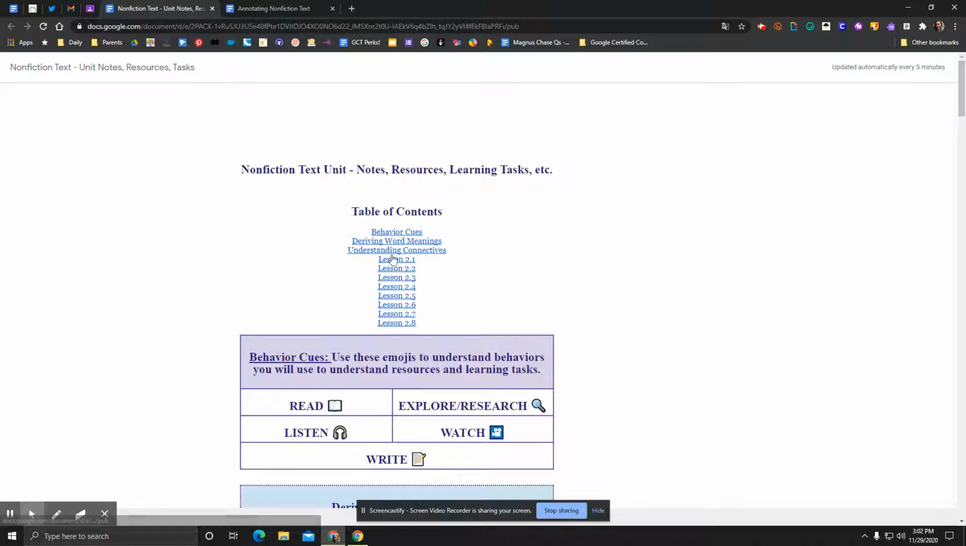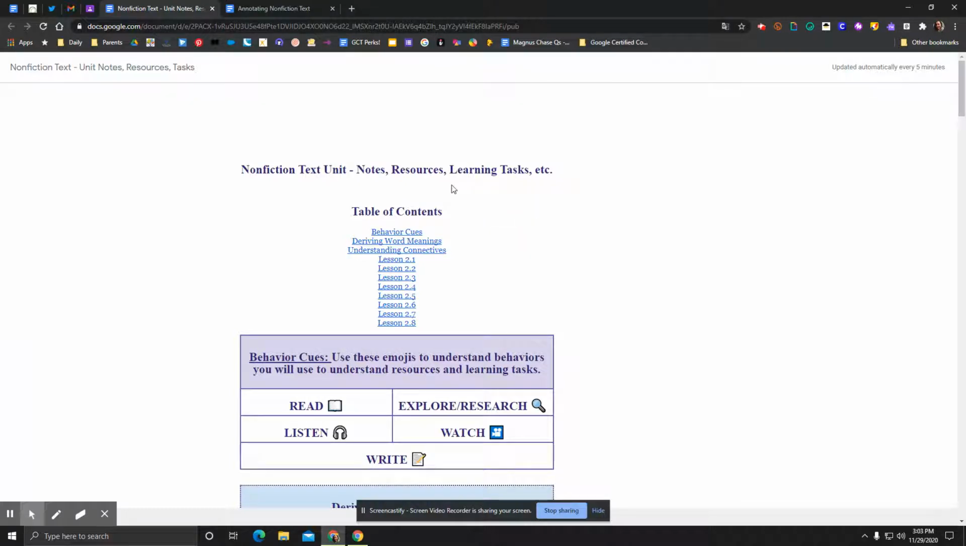You will also see that we have lessons 2.1 all the way through lesson 2.8. We also have 2 other pieces, driving word meanings and understanding connectives. We're going to be working on these separately throughout this entire unit, and it will all be tied in together at the same time. However, when accessing notes or resources, you can come back to the same unit notes to find that information.